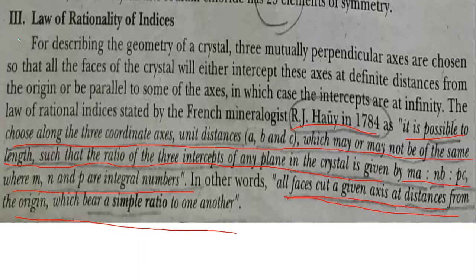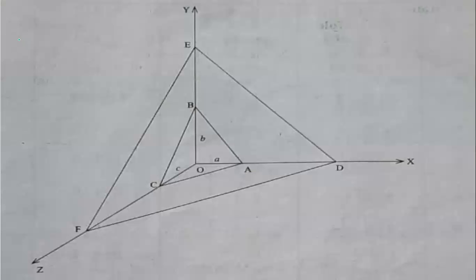This law is put forth only to explain how any plane cuts three axes, that is the x-axis, y-axis, and z-axis, and how that plane appears in three dimensions. To explain that, the law is explained. Now see, here it is. Two planes are there, plane ABC and one more plane, DEF. So now OA, OB, and OC. See here, the distance is a, b, c along the three axes.